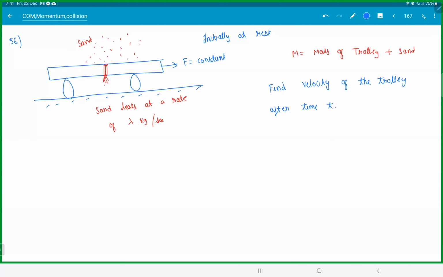If the mass was constant, your life was easy. F is equal to ma and v is equal to u plus at. Mass is changing, so you have gone. First of all, acceleration is not constant.